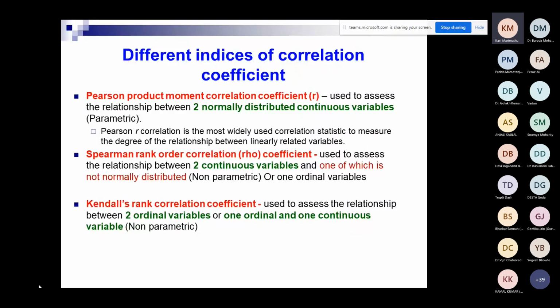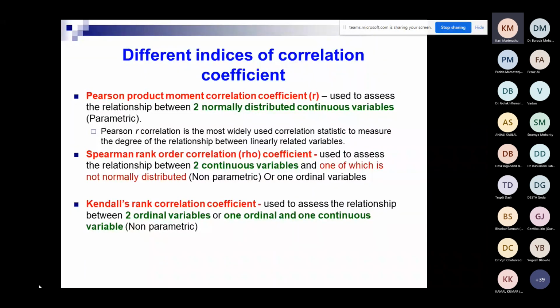Next one is Spearman rank correlation and Kendall rank correlation. They all come under non-parametric. We call them rho, the Spearman rank correlation coefficient. We can use it to assess the relationship between two continuous variables in which any one of the variables is not normally distributed, the data does not follow normal distribution. We need to go for a non-parametric Spearman rank correlation.